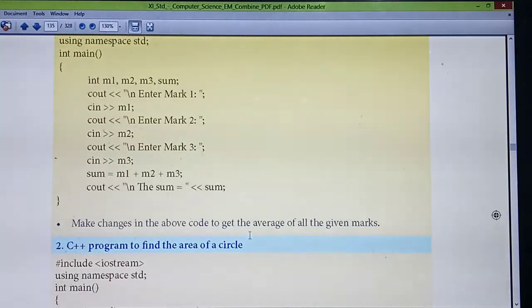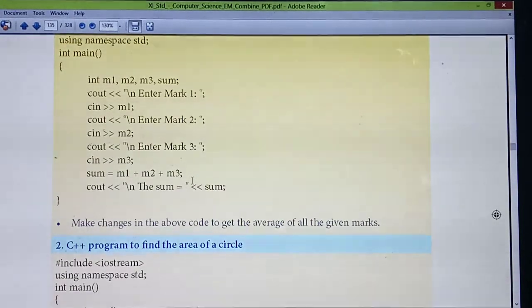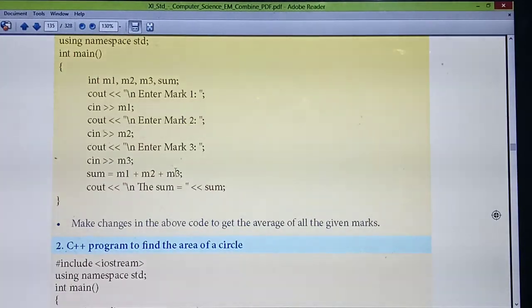Here they are only finding the total. For average, what's the formula you should write? AVG. So one more variable you should declare, isn't it, AVG? So here you should declare one more variable in the same program, sum comma AVG. AVG for what? Average. So on the next line, after the sum, you should write AVG equal to M1 plus M2 plus M3 divided by 3. Understand what I am telling? Here you have already found the sum, but they are telling you to find the average also. So on the next line, after the sum, you should find AVG equal to M1 plus M2 plus M3 divided by 3, or sum divided by 3. That is also correct.